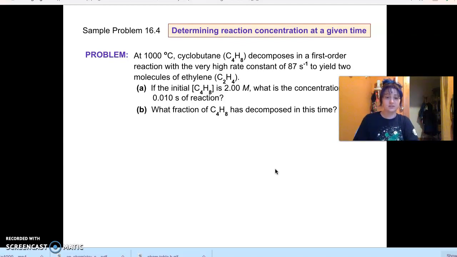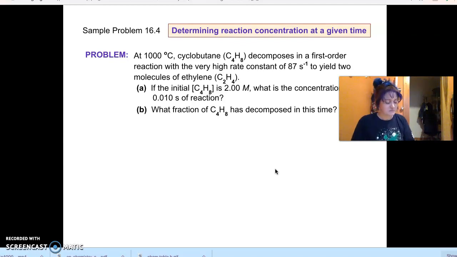Okay, let's look at this problem. Sample AP problem here. At 1,000 degrees Celsius, cyclobutane, C4H8, decomposes in a first order reaction with a very high rate constant of 87.1 per second to yield 2 molecules of ethylene. If the initial concentration is 2 molar, what is the concentration after 0.01 seconds? For part A. And for part B, what fraction of C4H8 has decomposed in this time?